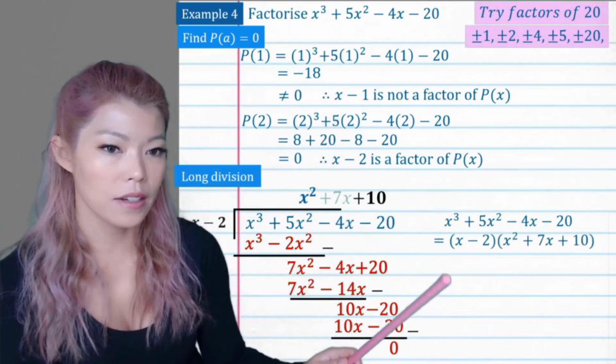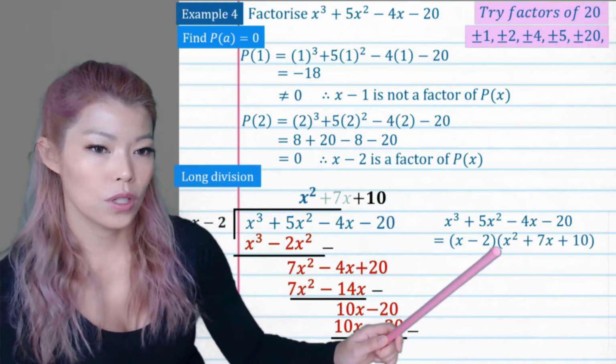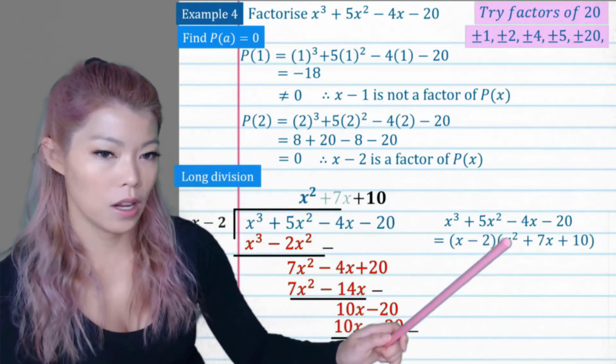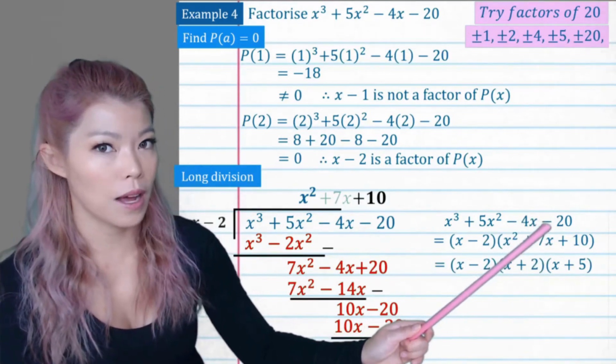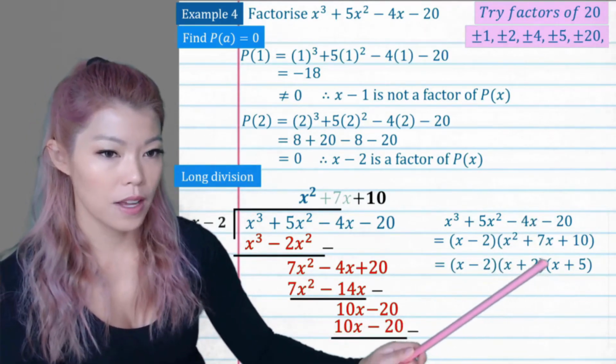So that x minus 2 is a factor of our polynomial. So we'll write that out as equal to x minus 2 times our new quotient. And then we factorize it by saying what two numbers multiply to 10? That's 2 and 5, and add to 7.